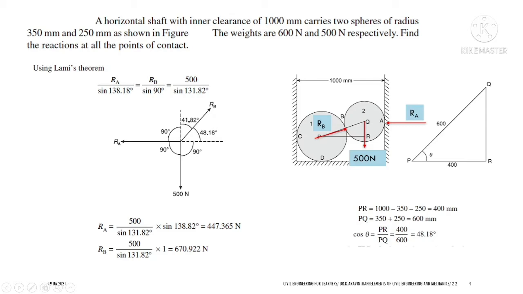Lami's theorem: 500 divided by the sine of the opposite angle, which will be 90 plus 41.82, that is 131.82. So 500 divided by sine 131.82 degree, equals RA divided by sine 138.18 degree, equals RB divided by sine 90 degree, the opposite angle. So you can easily find RB and RA by cross multiplying the sine values. You will get RA as 447.365 Newton and RB as 670.922 Newton. The sphere 2 has more force at the point B. So RB is nearly 670, and RA is 447. You can see that there is more force acting at the support B.